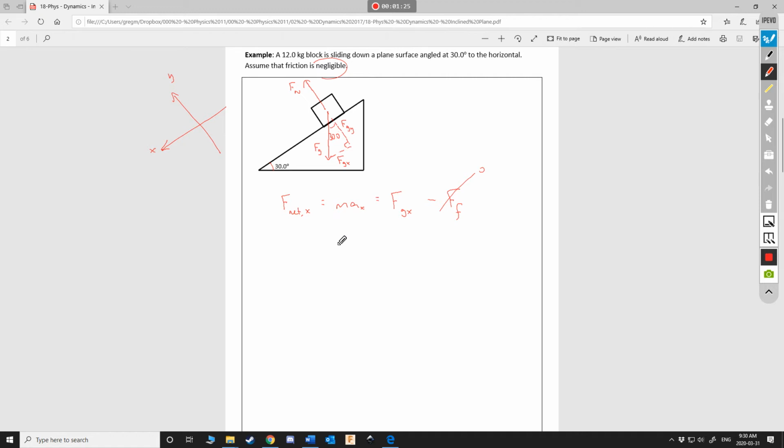We get m a_x is equal to force of gravity, which is mg, but we want the x component, so it's going to be sine of our angle. We actually see that our masses cancel out, so we get a_x is equal to g sine theta. So it's actually a very simple calculation. For no friction, it just ends up being gravity times sine of the angle.